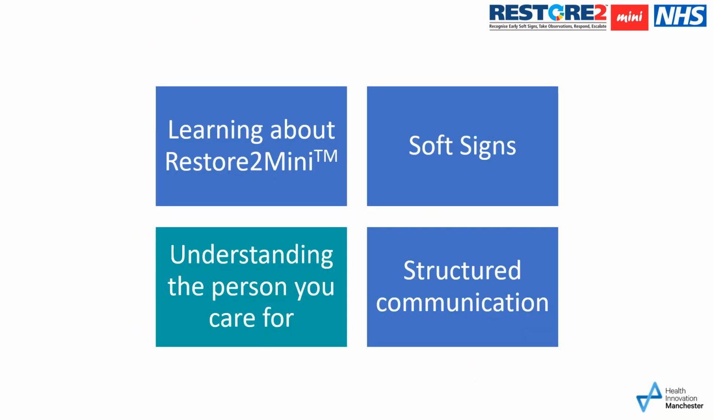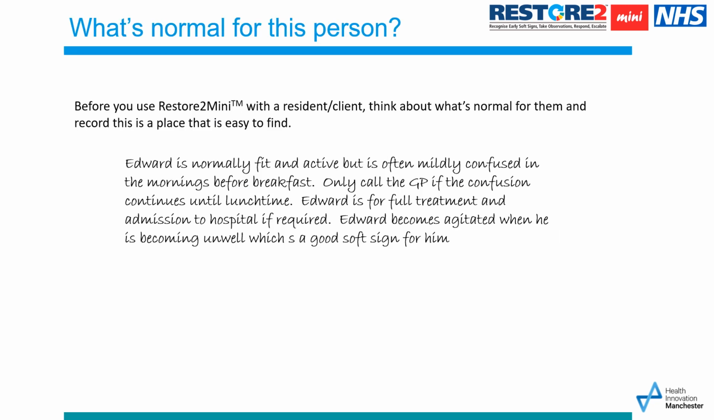In this section, we will help you to understand what information you should know about the person you care for. As carers, you know your residents best. Now you are more familiar with soft signs of deterioration, it's important to think about what would be normal for your residents and record this so that others don't misinterpret soft signs. Where would you usually record this at your place of work?